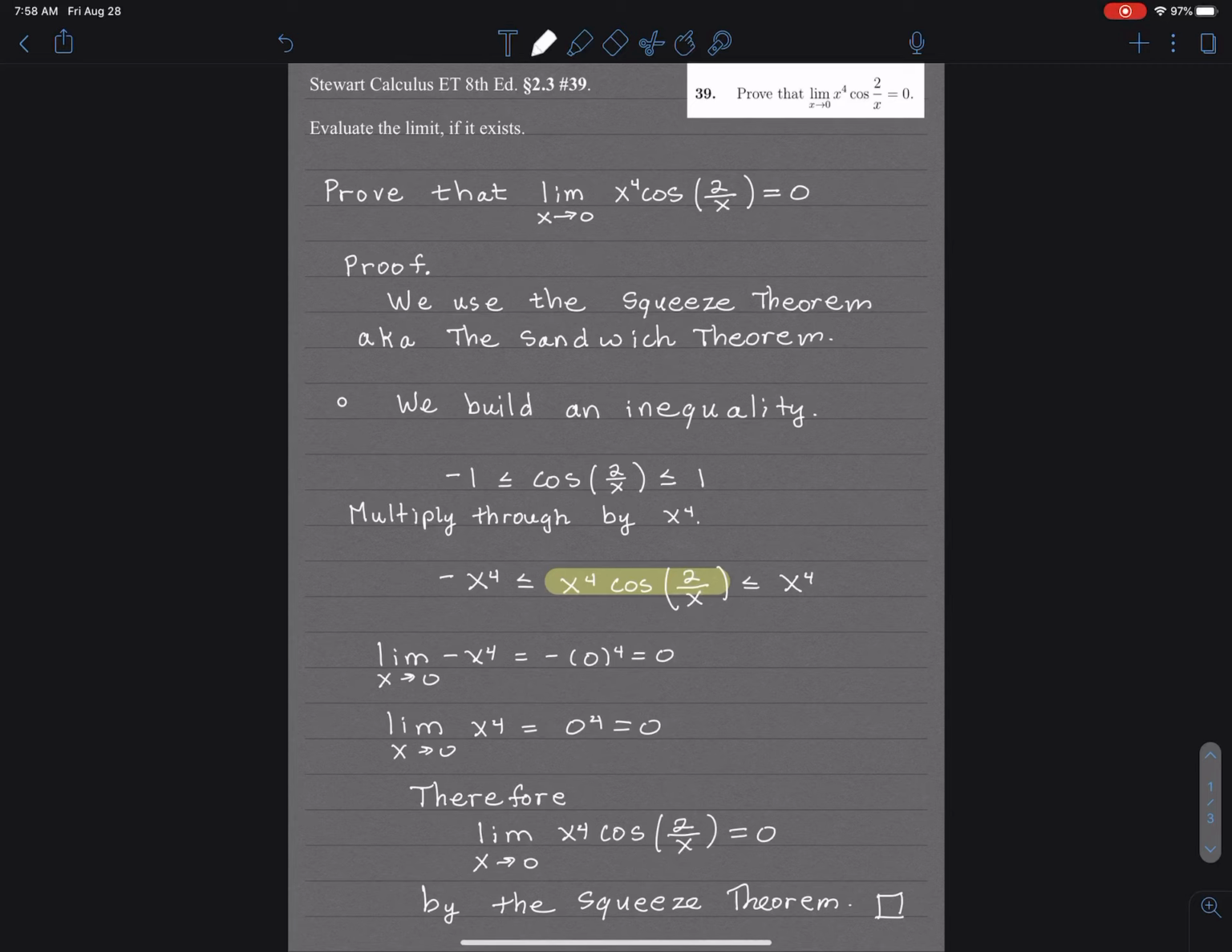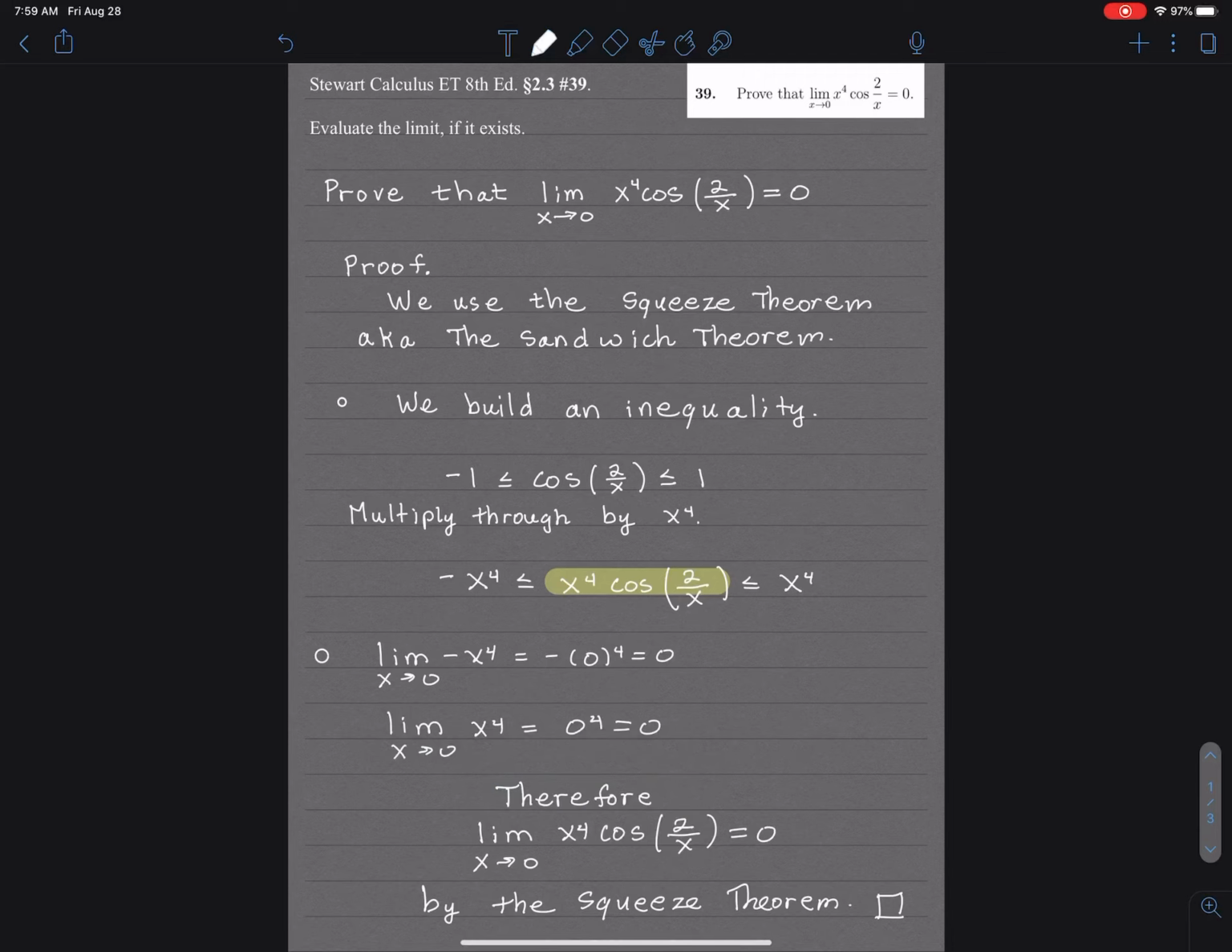Recap: how do we prove something using a theorem? The theorem has two parts in the hypothesis. One is that you have an inequality, which I put a little bullet there, so we need to build that inequality. The second part of the hypothesis is that the limits of the two outside functions are equal to each other, in this case 0. Those are our hypotheses, and then this right here is the conclusion at the end.